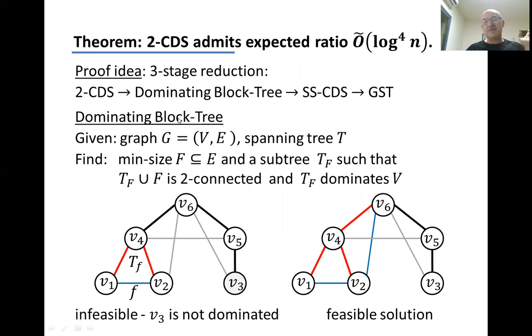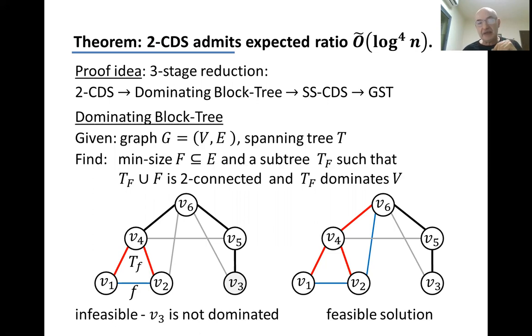So let me describe to you the first step of the reduction. What is this dominating block tree problem? In this problem, we are given a graph and a spanning tree. And we want to find a minimum size subset of edges of the graph, and also a subtree of the given tree, such that the union of the subtree and the edge set is a two-connected graph, and moreover, the subtree that we find dominates all the vertices.